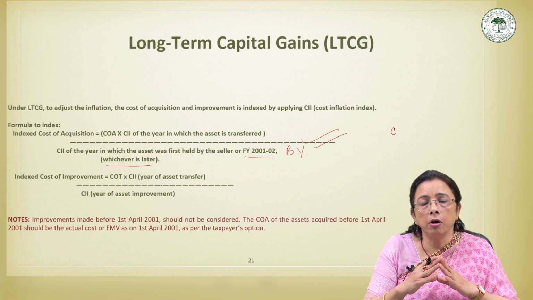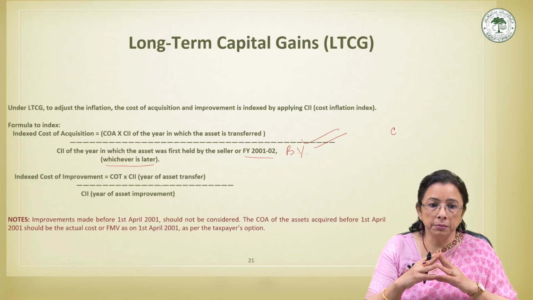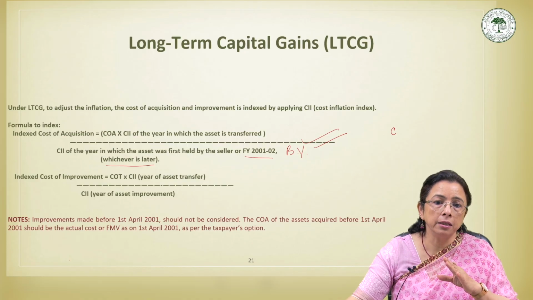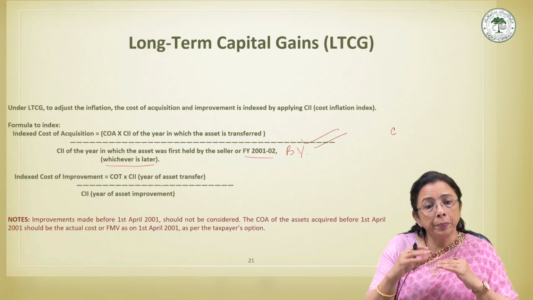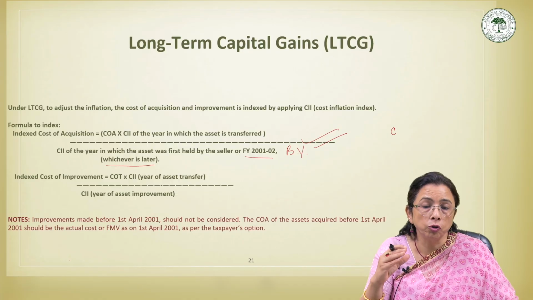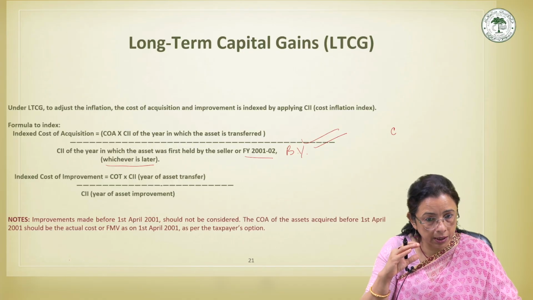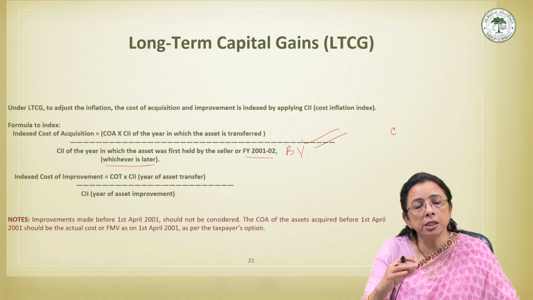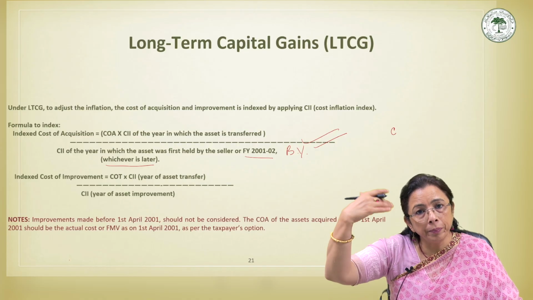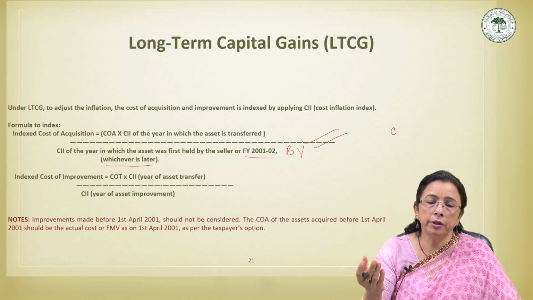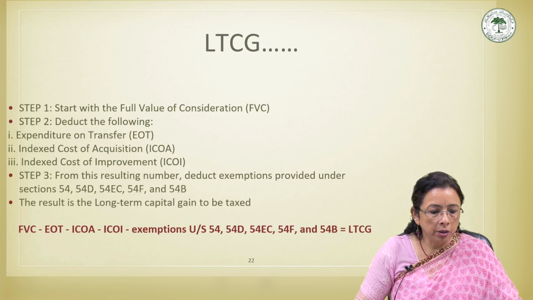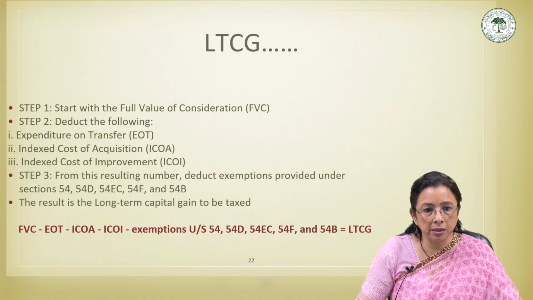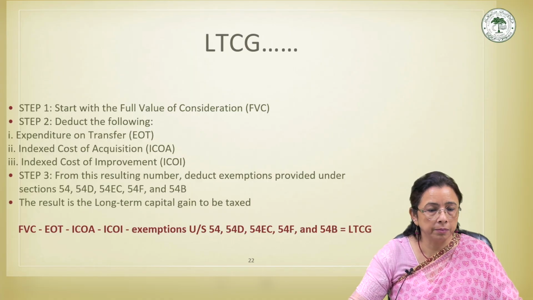See, the mistake we often make is that we forget the "whichever is later" rule, and instead of that, we use the wrong CII. I want to say that in order to take the advantage of this indexation, always remember, we don't have to go prior to base year 2001-2002. That has to be kept in mind. So the formula is the same as we discussed previously.